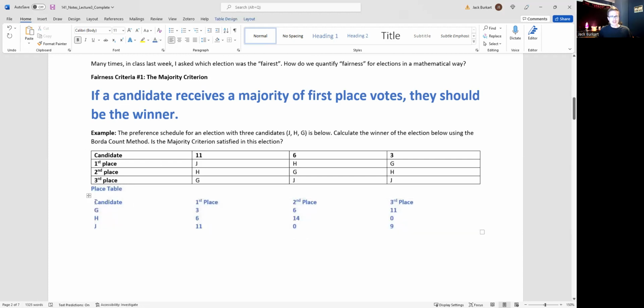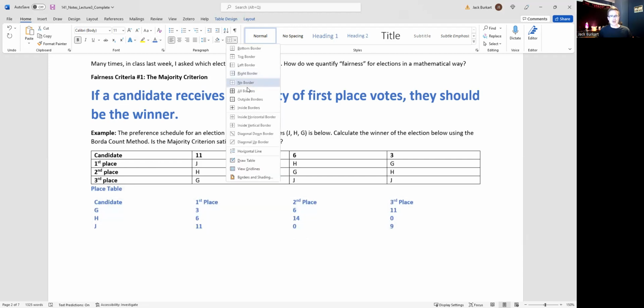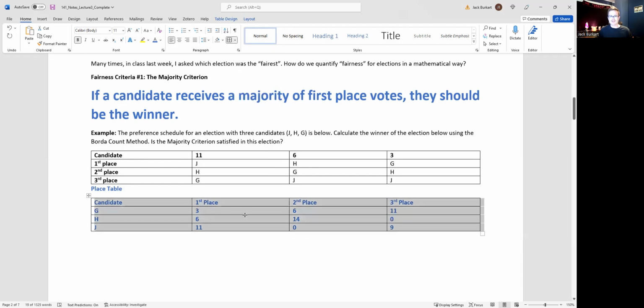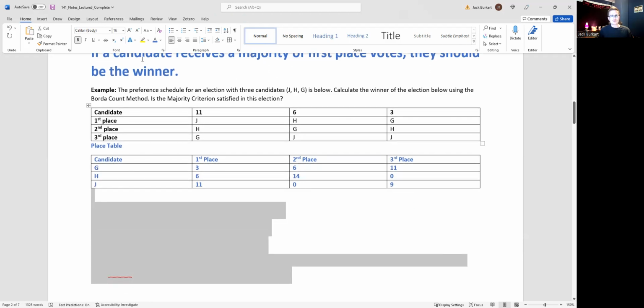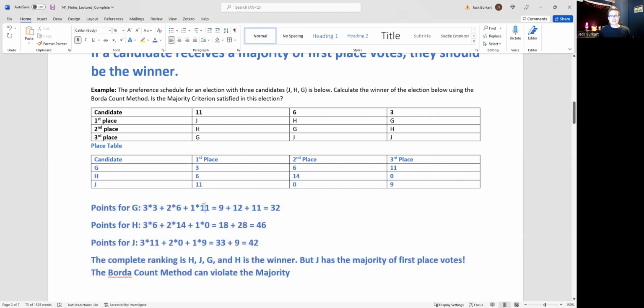The first thing that we do in any election like this is calculate the place table. So when we're doing the Borda count, it's the easiest to have the place table in order to calculate this. So this table summarizes all the first, second, and third place votes achieved by G, H, and J. And then what we can do is we can just calculate the points that each candidate gets under the Borda count. There's 3 candidates in this election. So that means that we multiply the first place votes by 3, the second place votes by 2, and the third place votes by 1 for each individual candidate. That determines their points. And then the Borda count election winner is decided by who has the most points.